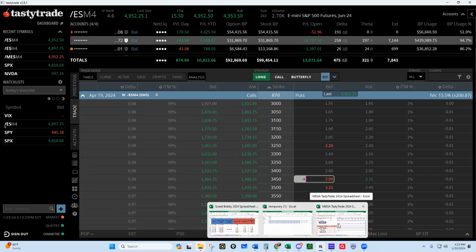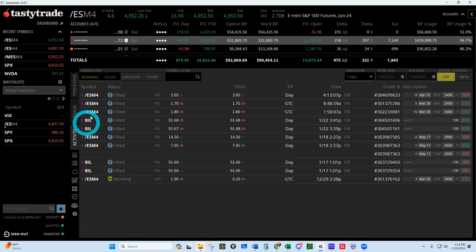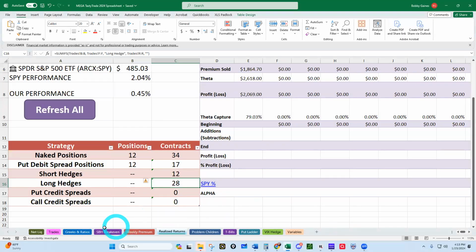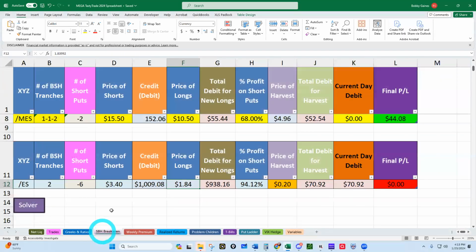I thought it was a credit. It said I was getting like $1,300 credit. What did I miss? Filled at 305 credit. Yeah, 305 credit times 9. Yeah, that's credit. So let's go back to our spreadsheet, and we have a BSH calculator here.